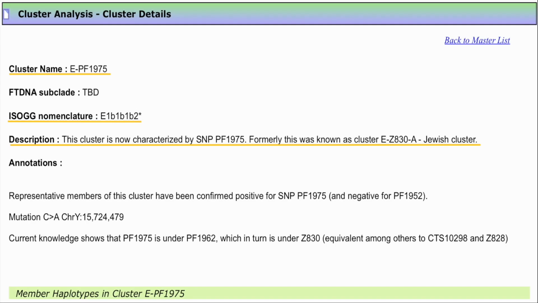Cluster name E-PF1975, ISOGG nomenclature E1B1B1B2. Description: this cluster is now characterized by SNP PF1975. Formerly, this was known as cluster E-Z830-A Jewish cluster.